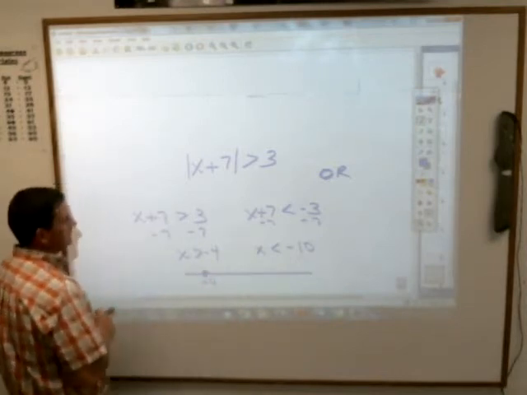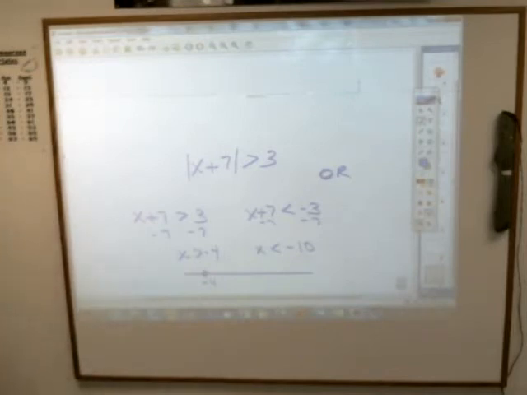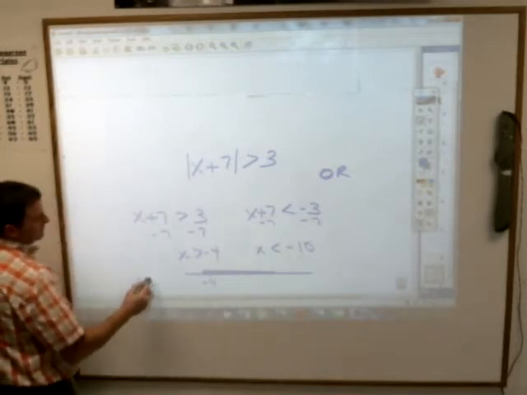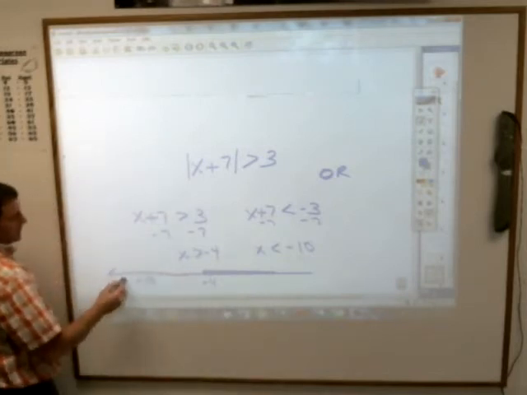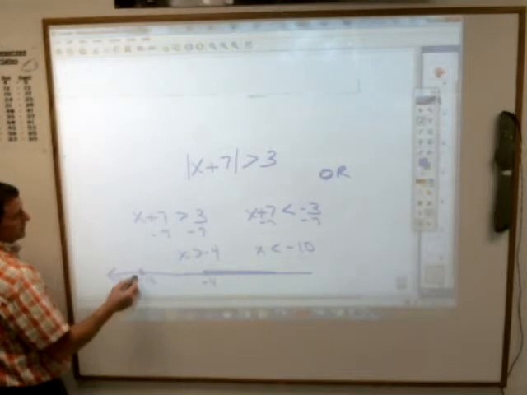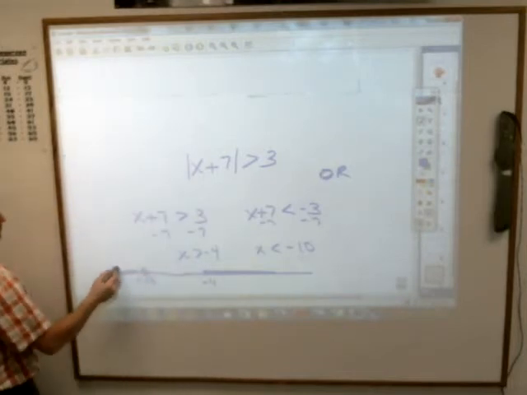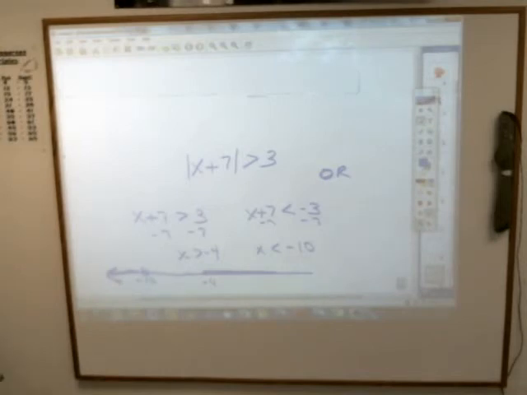Wait, did I do that backwards? Why doesn't that seem to be quite right? What did I do wrong? Something over here. Oh, I did it right, sorry. Negative 4 goes this way, and negative 10 is over here. I just drew the thing on the wrong side. Less than negative 10. I knew something didn't seem right there.